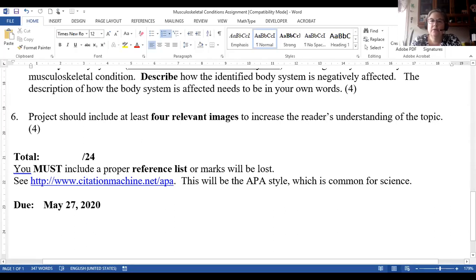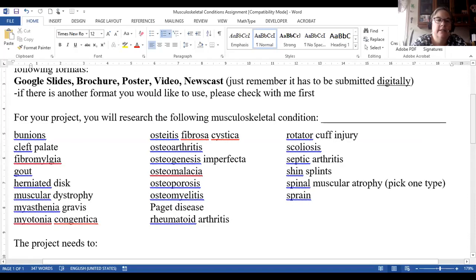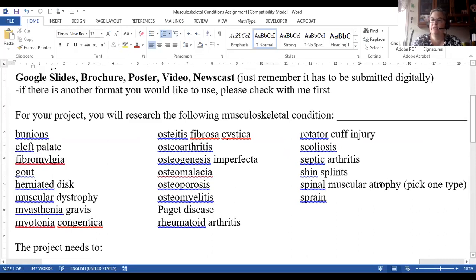All right, so here we have our topics. And I'll just give you a heads up here. Spinal muscular atrophy actually has, I think, 3 or 4 different types. Just pick a type. So if you want to pick type 1, pick type 1 and then discuss that. You are not required to discuss all different types of that.